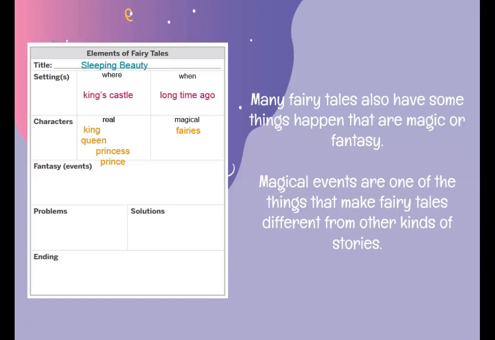Many fairy tales also have some things happen that are magic or fantasy. Magical events are one of the things that make fairy tales different from other kinds of stories. These are magical events that happened in Sleeping Beauty: the fairies' gifts to the young princess, the evil and good spells, and the sleeping enchantment.